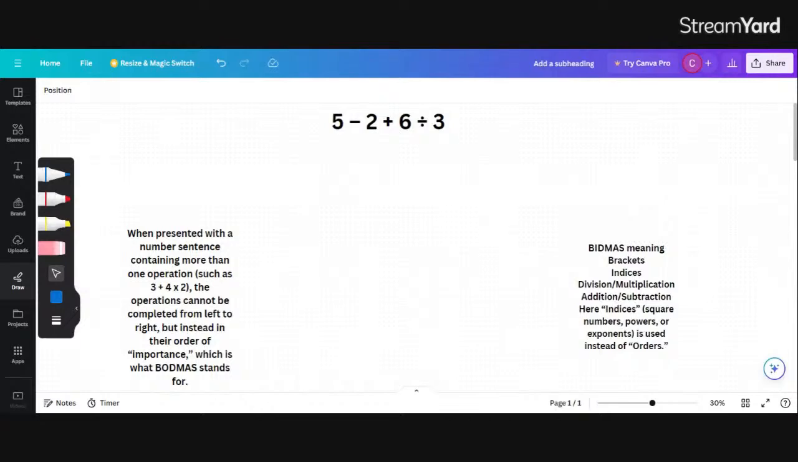So let us refresh our memories. I believe some of us must have forgotten how to solve this problem. What you can see here is 5 minus 2 plus 6 divided by 3. We can't just do the calculation the way we want. We have rules that will help us get to the right answer.